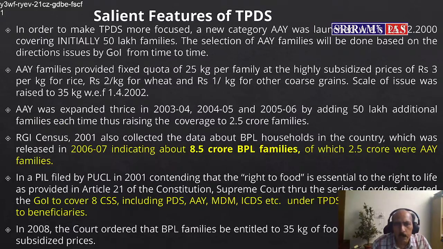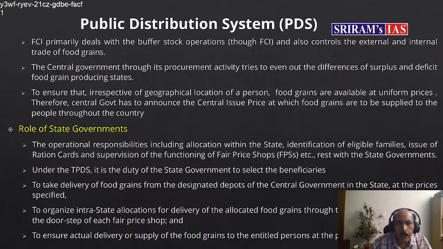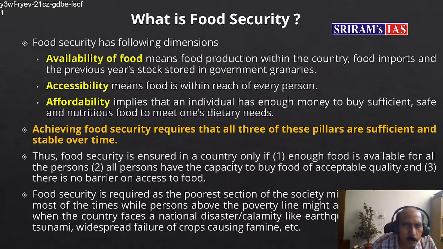The three important aspects which I have covered are the running of the PDS system in our country, because we started with the definition of food security, and we concluded that food security has three important dimensions. Again, I'll repeat: the availability of food, accessibility of food to every person, and affordability of food by the people. Of course it is accessible, but at an affordable price, so that people can buy the food grains to meet their dietary needs.